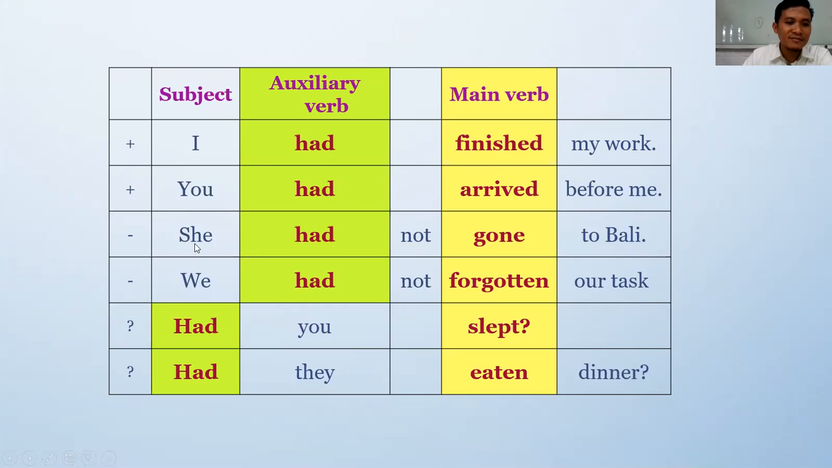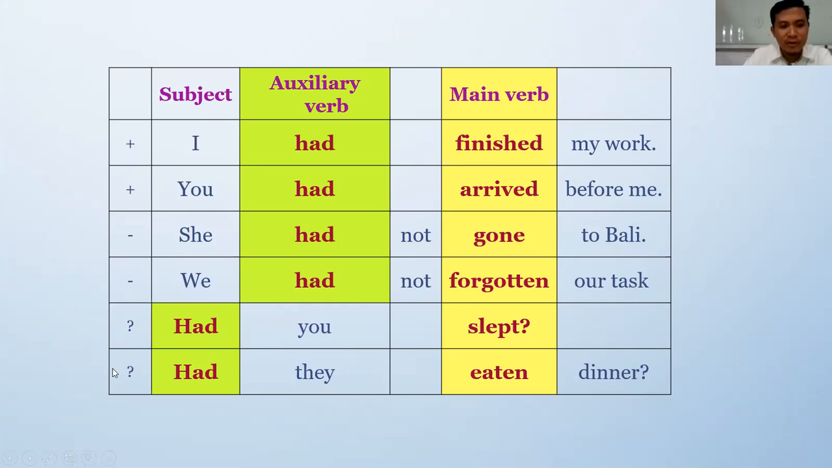And then negative. She had not gone to Bali. And the second negative, we had not forgotten our task. So here, subject and then auxiliary verb. And then the difference between negative and positive, we add not. Where do we put not? We add not after the auxiliary verb, after the helping verb, after had. Or before the main verb. We had not forgotten our task. We cannot say, we not forgotten our task. It's wrong too. You need had here.